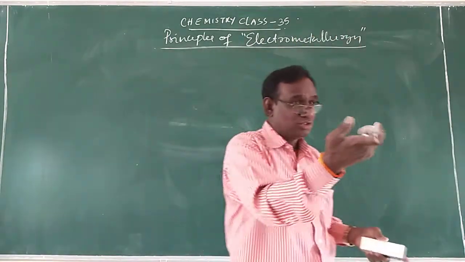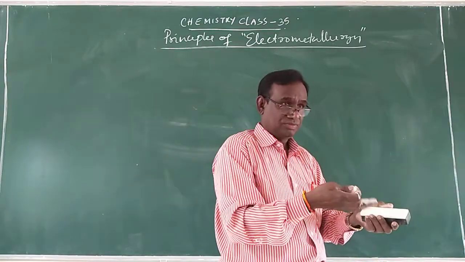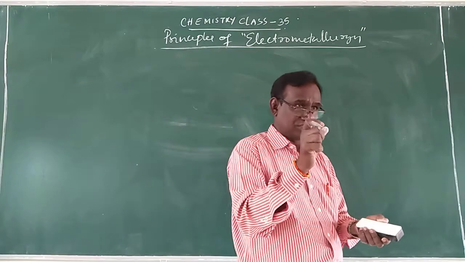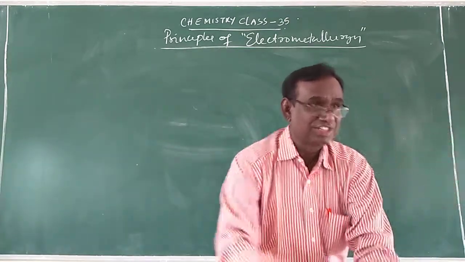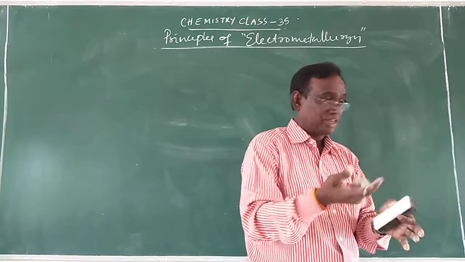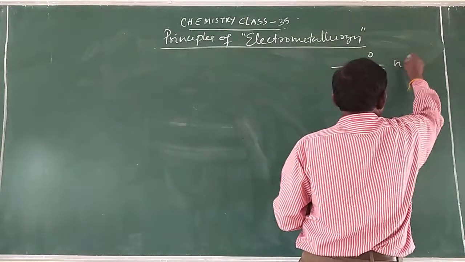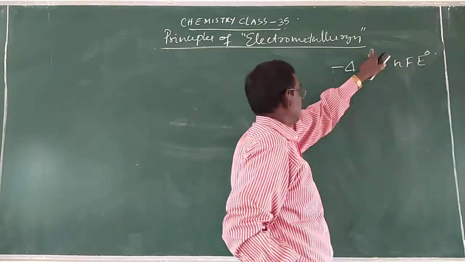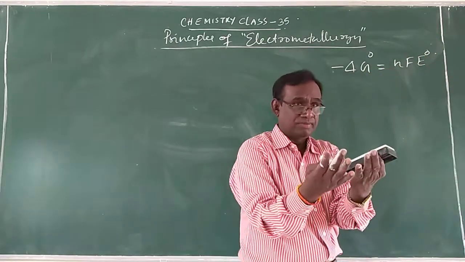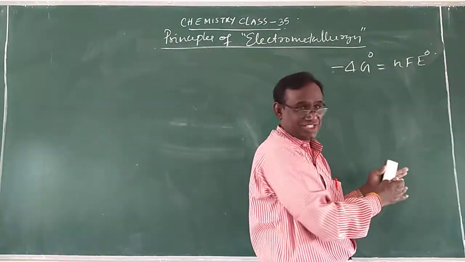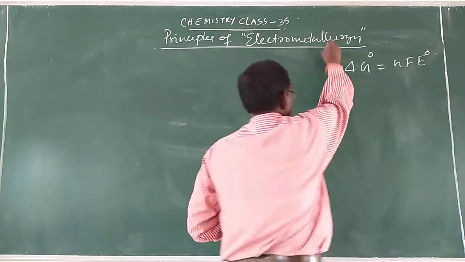What are the principles used in electrometallurgy? When electricity is passed through the molten state of the metal salt, the free energy of the system decreases. What is free energy? Delta G naught will decrease. You know the formula: delta G naught is equal to minus nFE naught. Delta G naught is nothing but free energy. The free energy of the system decreases by passing the electricity. We will come to this afterwards.